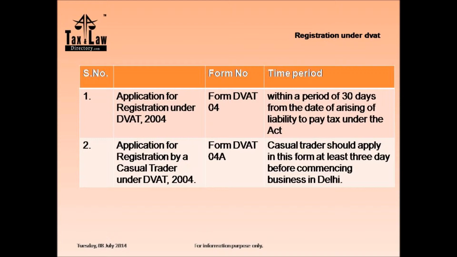Application for registration by a casual dealer is required to be filed in Form DVAT 4A. Casual dealer should apply in this form at least 3 days before the commencing of business in Delhi.